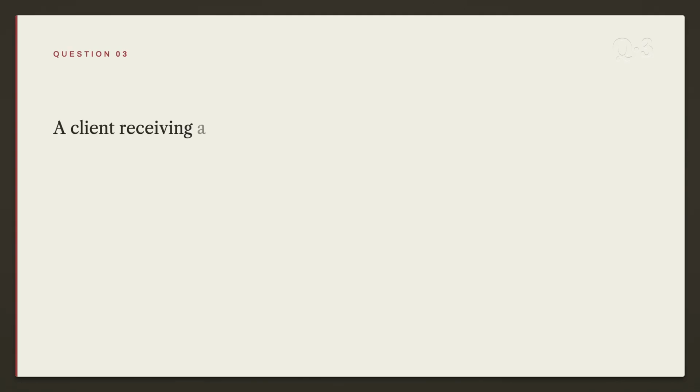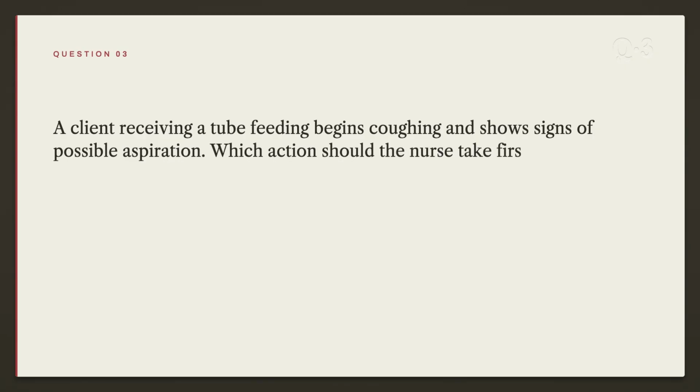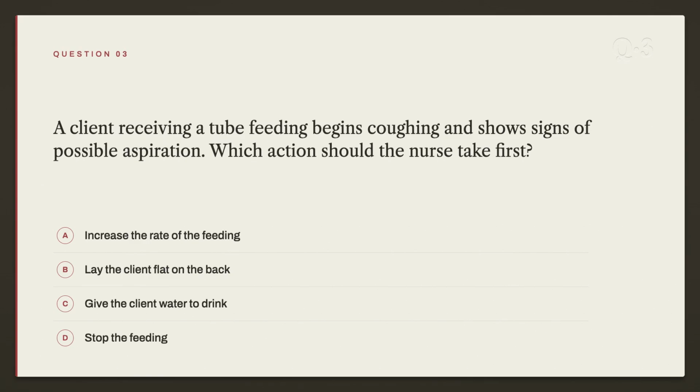Question 3. A client receiving a tube feeding begins coughing and shows signs of possible aspiration. Which action should the nurse take first? Your options are A. Increase the rate of the feeding. B. Lay the client flat on the back. C. Give the client water to drink. D. Stop the feeding. Before I reveal it, which one do you think is right?